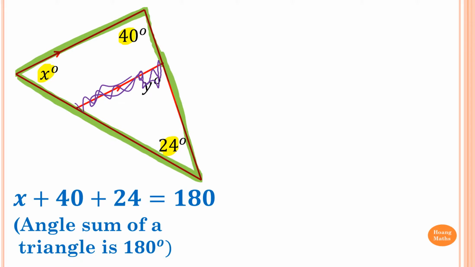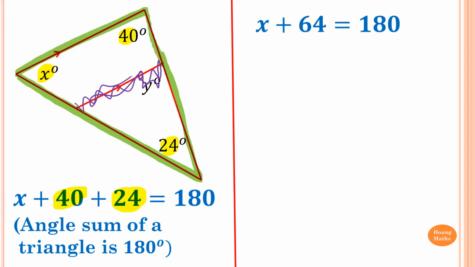So now to solve for X, we need to collect like terms first. So 40 plus 24. 40 plus 20 is 60, plus 4 is 64. So X plus 64 is 180. So we just get rid of this 64 by minus 64 on both sides. So we minus 64 here and minus 64. 180 minus 60 is 120. So 120 minus 4 is 116. So therefore, X is equal to 116.